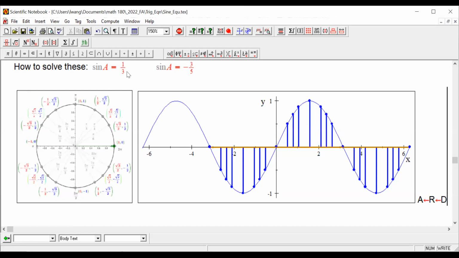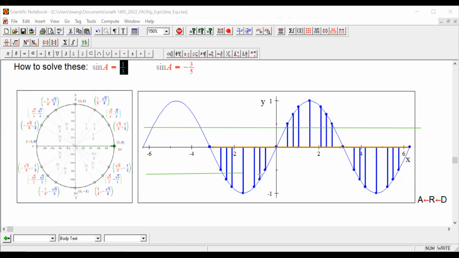We can certainly draw. The output is 1/3, even though it's not going to give us a special angle. Where's 1/3, right? So this is 1, so a third is about this much, right? So this is 1/3. We got solutions. How about negative 3/5? For negative 3/5, we also have solutions, right? Negative 3/5 is probably somewhere approximately here, okay? You can see the ideas are the same.